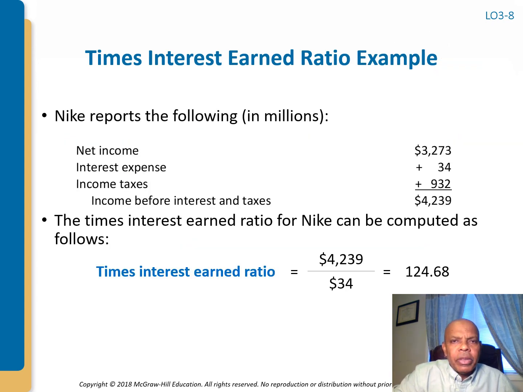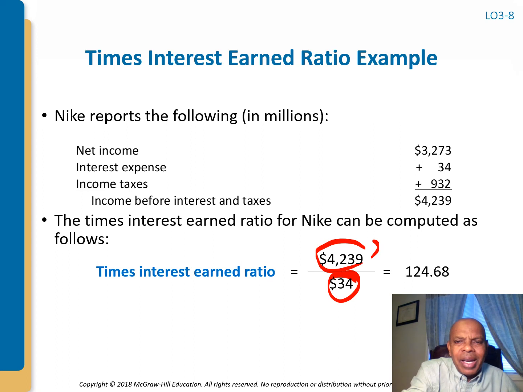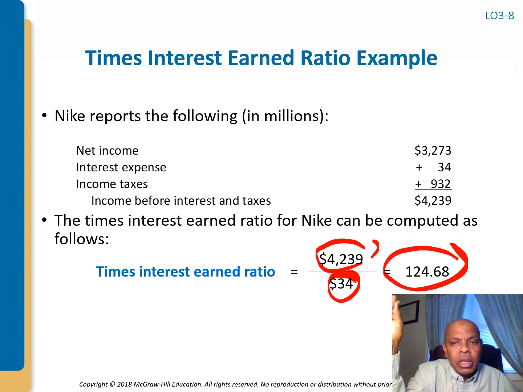Okay, just a quick example of the interest earned ratio, look at Nike. You take net income, add interest expense, and add the income taxes. Your total income before interest and taxes is 4,239. The times interest earned ratio is your adjusted income divided by interest expense. You get 124 times the income than what you have in interest expense. You have 124 times interest expense to cover the income that you have.